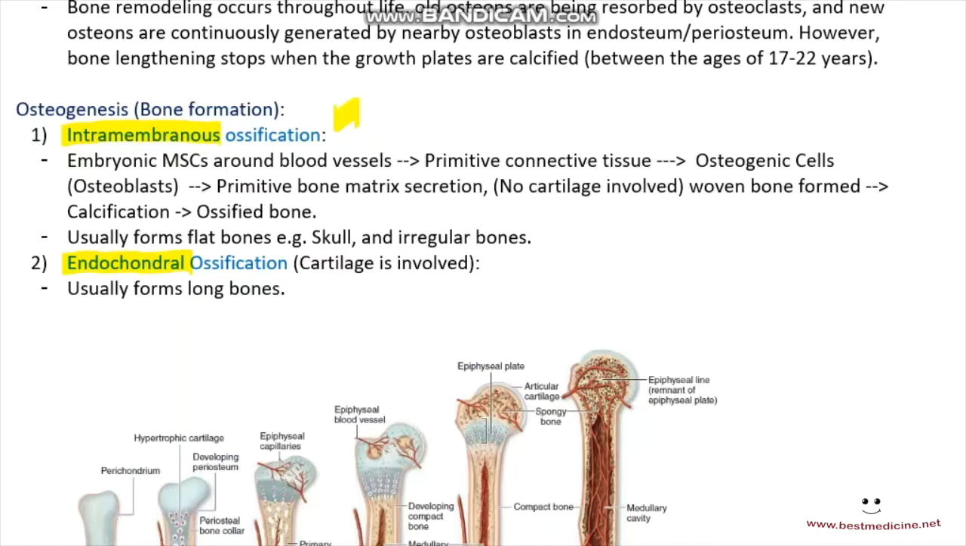So in intramembranous ossification, it occurs in the embryo where embryonic mesenchymal stem cells relocate to places where bone would be formed, and they form a woven bone. And then after a while, that woven bone would be calcified through calcification factors and would eventually form the ossified bone. And that is intramembranous ossification.